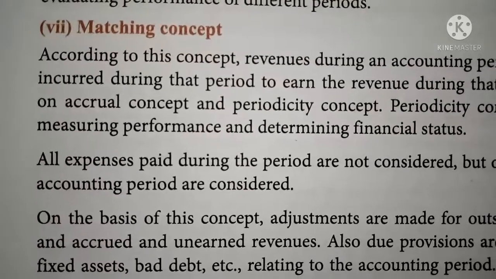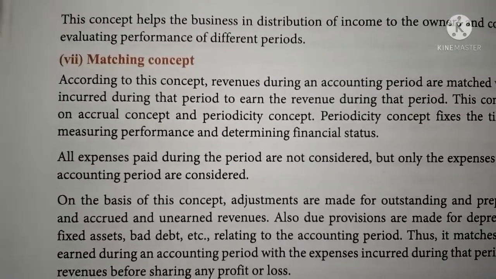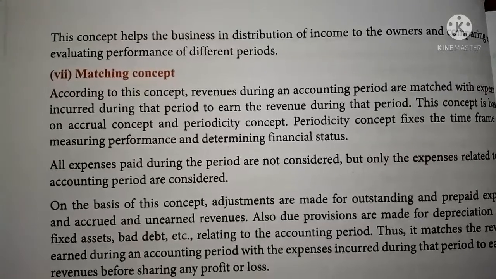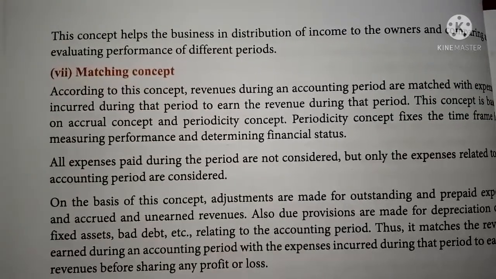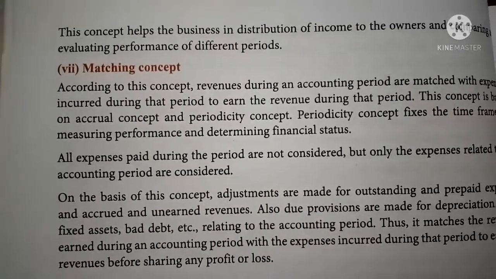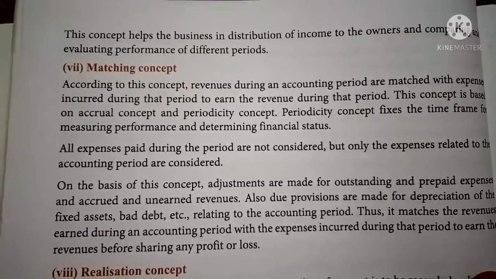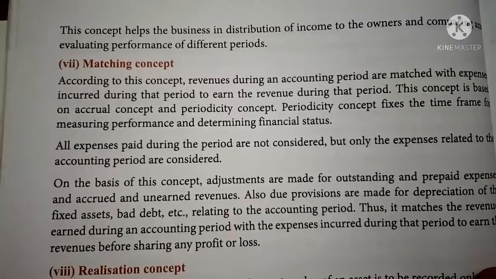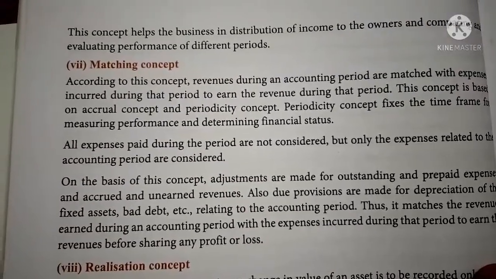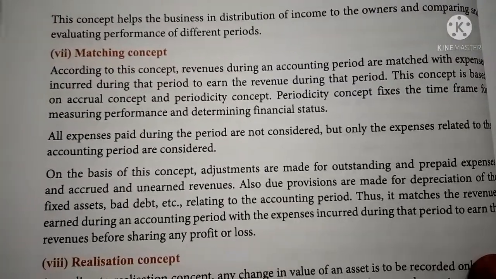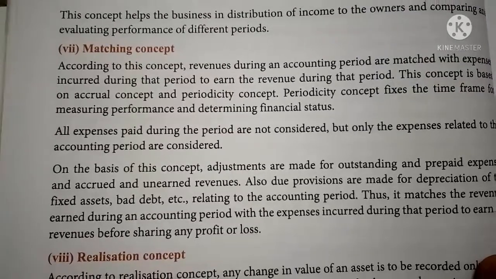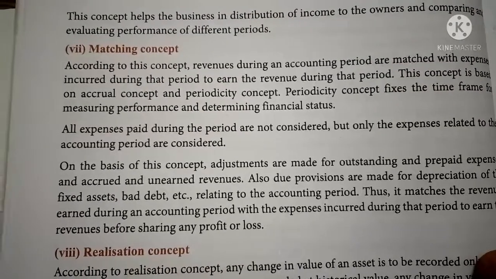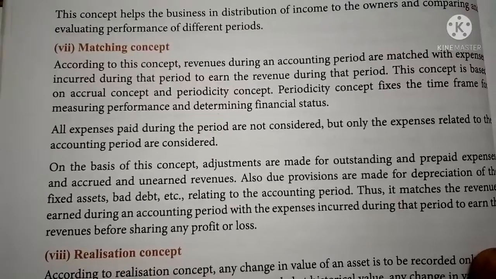Seventh point, matching concept. According to this concept, revenue during an accounting period is matched with the expenses incurred during that period to earn the revenue. That is, revenue should be matched with expenses. During that accounting period, whatever revenue is collected in the business should be taken, and whatever expenses are spent to maintain the business should also be taken. Both should be matched, and the final result, whether profit or loss, is determined by matching the two items.